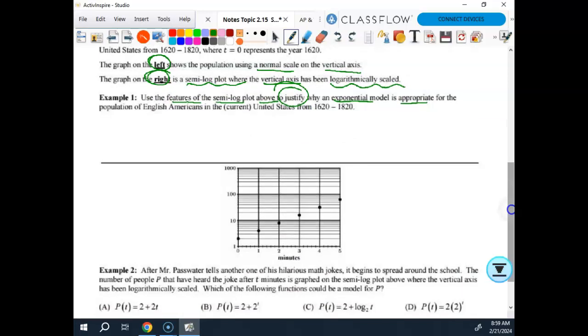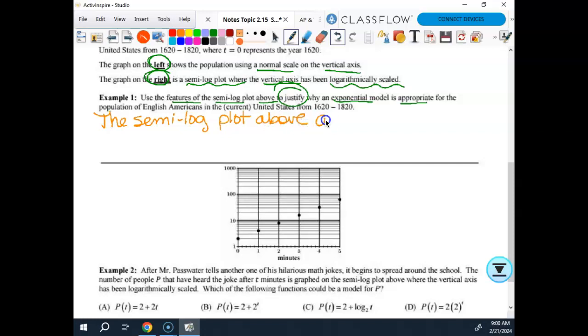So we can say, to answer our question here, I'm going to start this. Got to use my words that I have written down. Otherwise, I will probably make it a paragraph when it doesn't need to be. Yeah, okay. So the semi-log plot above appears to be linear.